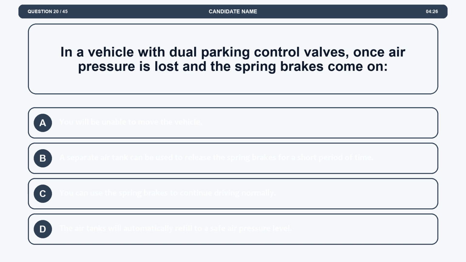Question 20. In a vehicle with dual parking control valves, once air pressure is lost and the spring brakes come on. Option A. You will be unable to move the vehicle. Option B. A separate air tank can be used to release the spring brakes for a short period of time. Option C. You can use the spring brakes to continue driving normally. Option D. The air tanks will automatically refill to a safe air pressure level.